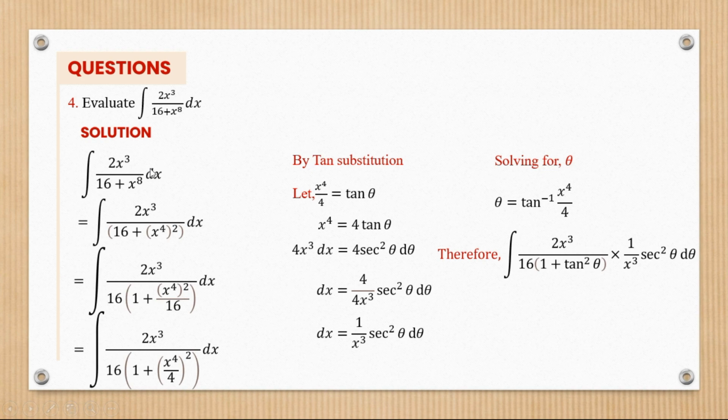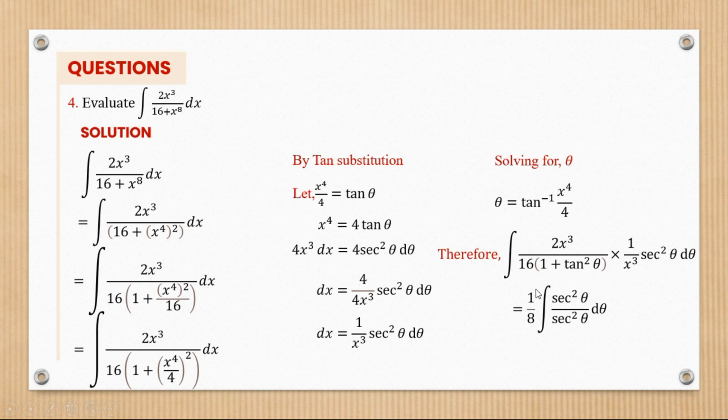So put everything back right here, and we'll have 2x cubed over 16 into 1 plus tan squared theta times 1 over x cubed sec squared theta d theta. Now we no longer have to worry about this x cubed because we can clearly see that it will cancel out with this x cubed. So this is going to be easy to solve. So we'll be left with this. We can already see that 2 over 16 is the same as 1 over 8. So we can factorize that out.